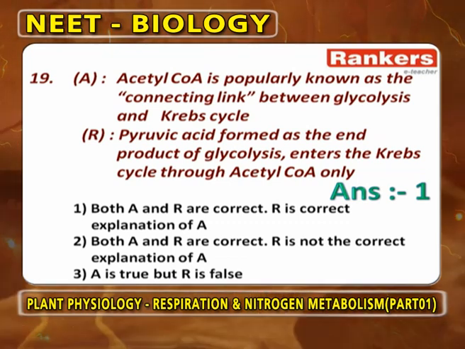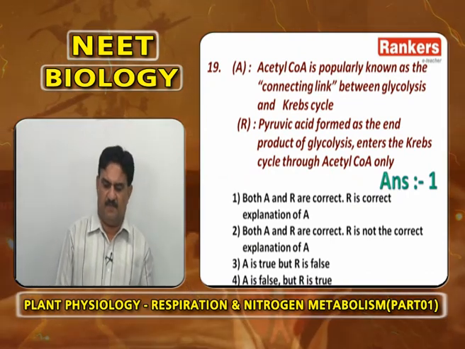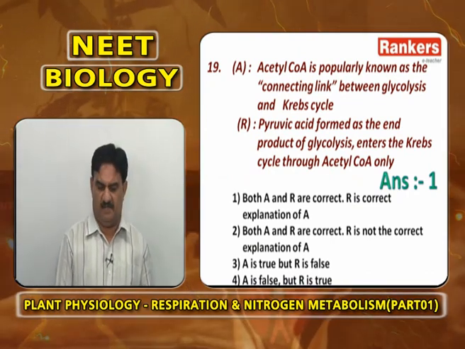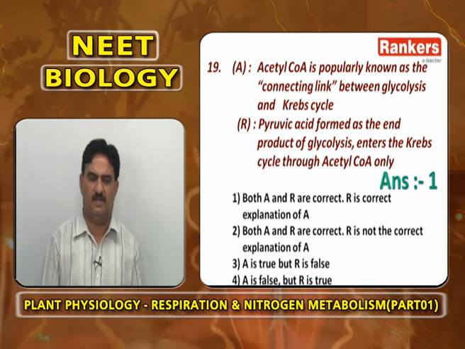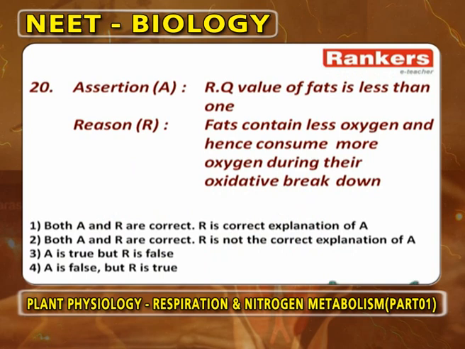Only after the formation of acetyl CoA aerobic respiration perfectly occurs, Krebs cycle occurs. So, acetyl coenzyme A is popularly known as connecting link between glycolysis and Krebs cycle. Pyruvic acid formed as end product of glycolysis enters the Krebs cycle only through acetyl coenzyme A. Both A and R are correct. R is the correct explanation of A.